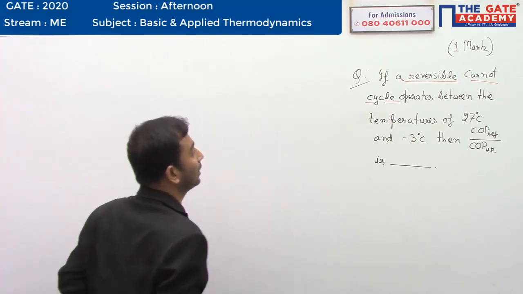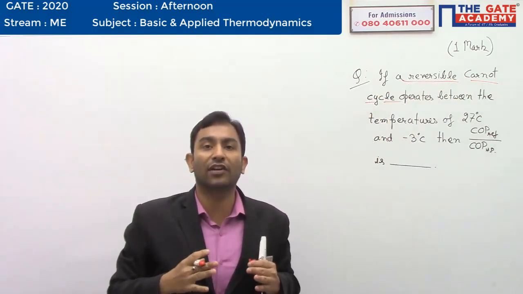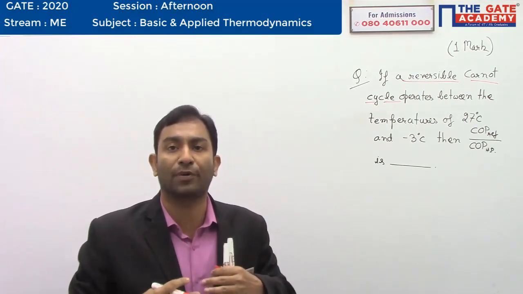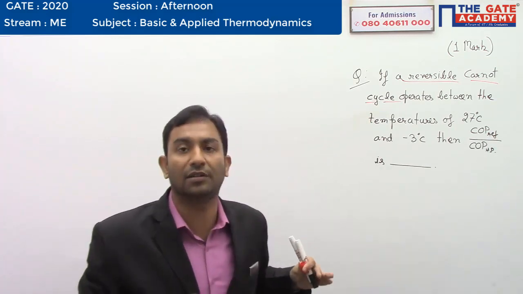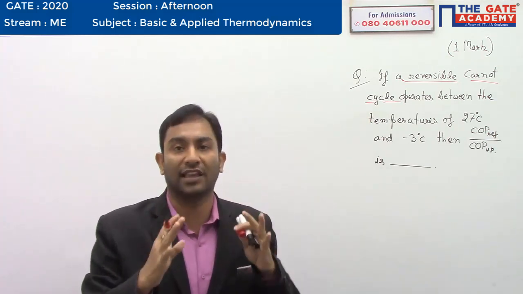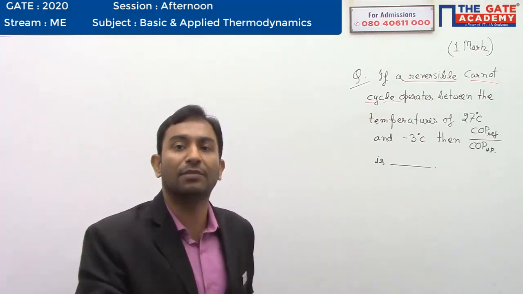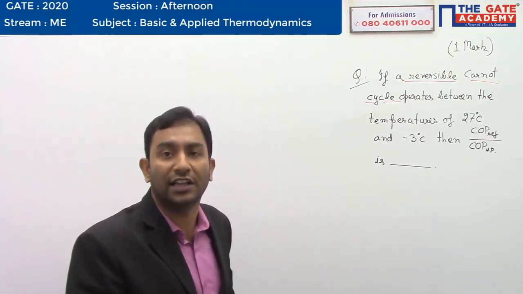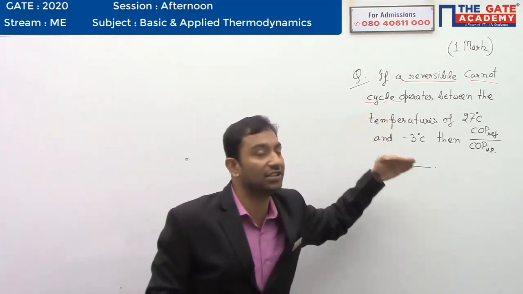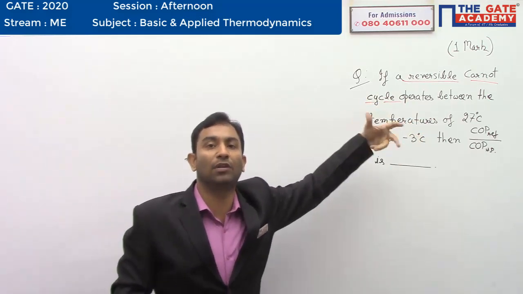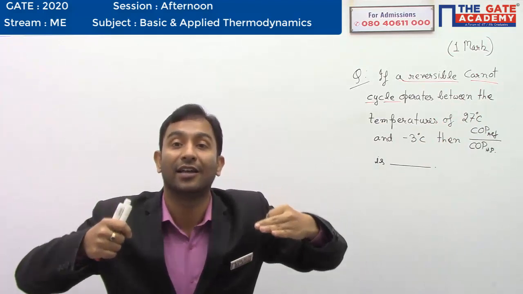The keyword here is a reversible Carnot cycle. Now we know any reversible Carnot cycle operating between two temperature limits, its COP will be the same. It doesn't matter whatever your working substance is, or whatever the engine is. If it is a Carnot cycle operating between two temperature limits, then its COP will be the same. Of course, we are talking about a refrigerator and a heat pump.